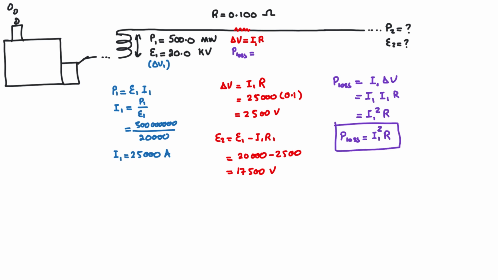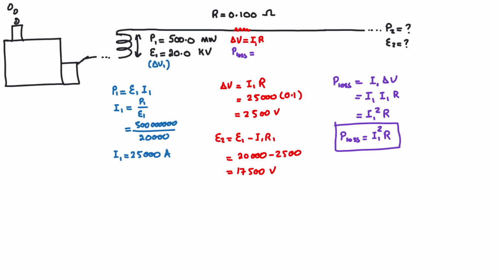It tells us that power loss is proportional to the current squared, and it's also proportional to the resistance. So as resistance goes up, power loss increases, but as the current increases, the power loss increases much more. The current here is much more significant compared to the resistance.